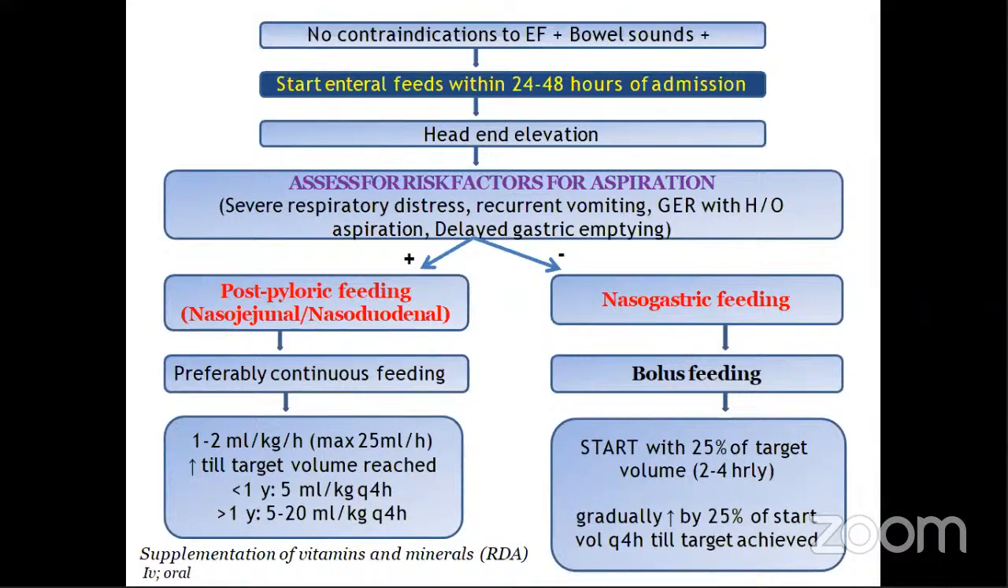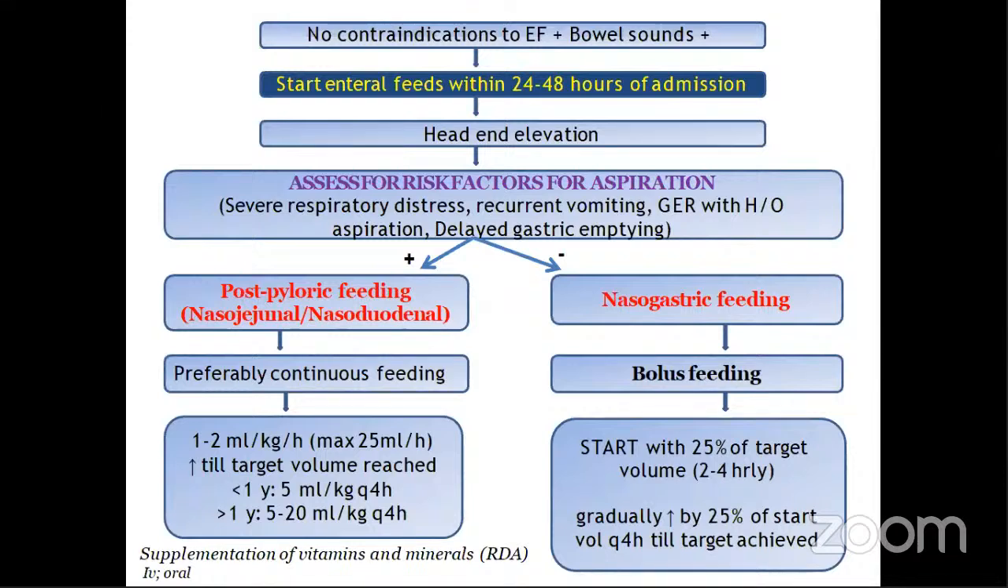We start with this. If the patient tolerates 2 to 3 such feeds well, we can plan for feed advancement at a rate of 25% of the start volume. What was the start volume? It was 20 ml. So a 25% increment would be somewhere around 5 ml. So if the 2-3 feeds were of 20 ml, the next volume can be 25. Then we can go ahead with 30, then 35 till we reach the target volume.